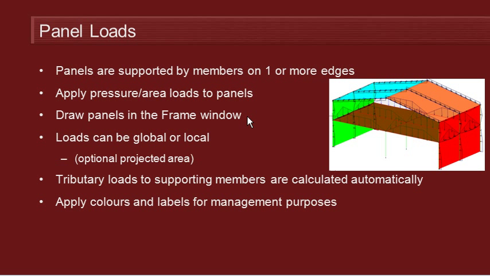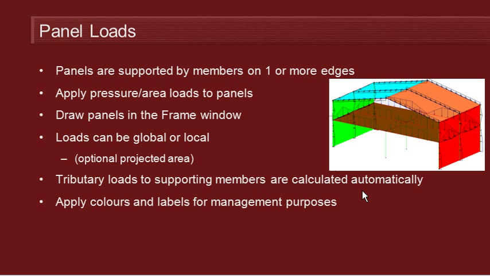The reason we do that in the frame window rather than the load window is so that we have all the other geometry and drawing commands available to us. Then once we come to apply the loads to the panels, those loads, like member loads, can be global or local in nature, and we also have the same option with respect to projected area. If we apply a global load, it can either apply to the projected area perpendicular to the load direction, or it can use the true area of the panel.